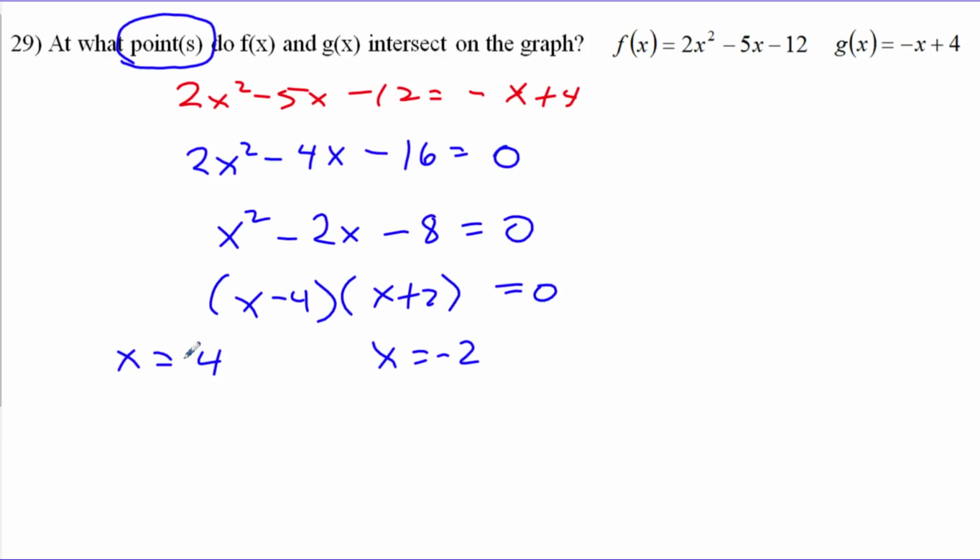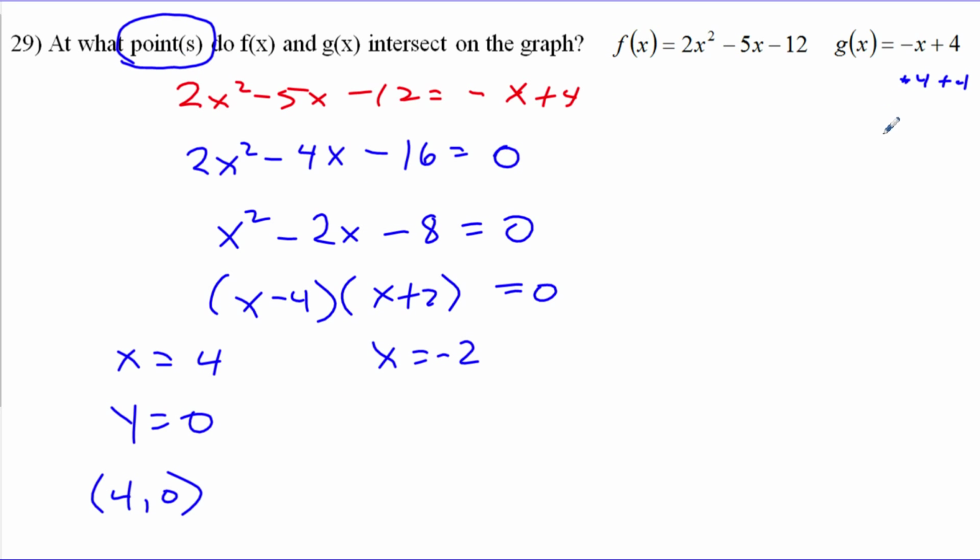And so I need to take these x's and I can plug them into either of these functions, because what you'll find is if you try both of them, they'll both give you the same answer. I'm just going to use this simple one. If I plug in a 4 here, it's going to say negative 4 plus 4. Well, that's 0. So when I plug in a 4 into the g function, I get back a y value of 0. So I'm going to say (4, 0) is one of the points where the graphs intersect.